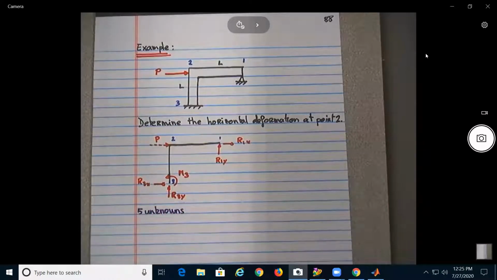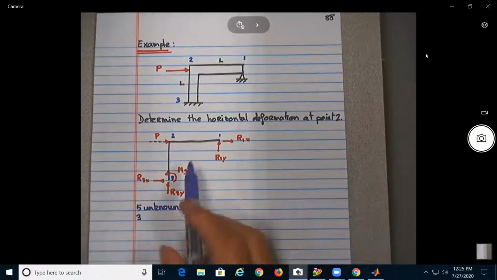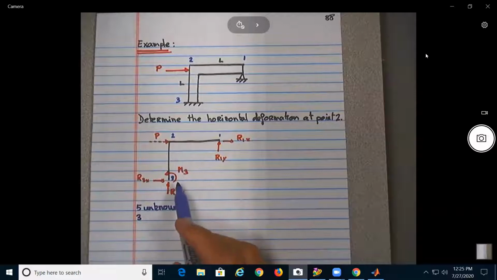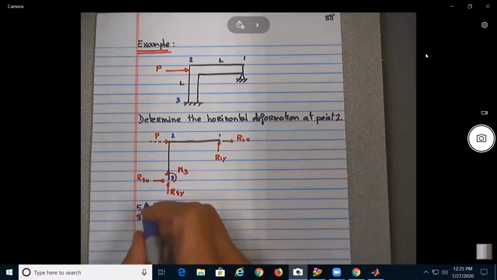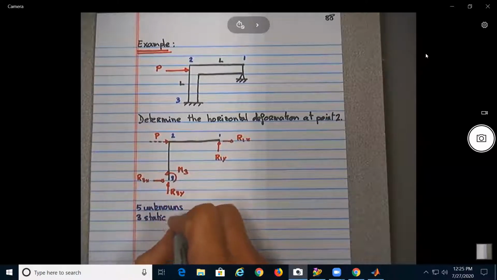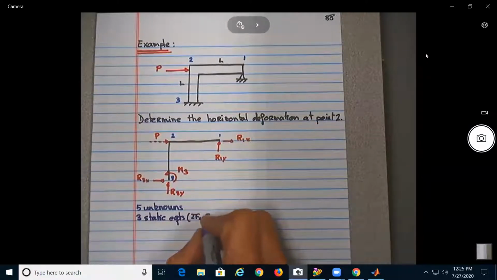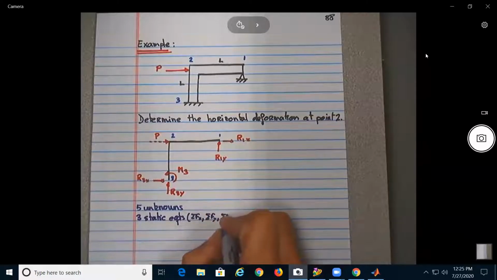And how many static equations can we get? We can get summation of forces on the X, summation of forces on the Y, and the moments about the Z. So that will be 3 static equations. Let's say summation of forces on the X, summation of forces on the Y, and the summation of moments about the Z-axis, okay?